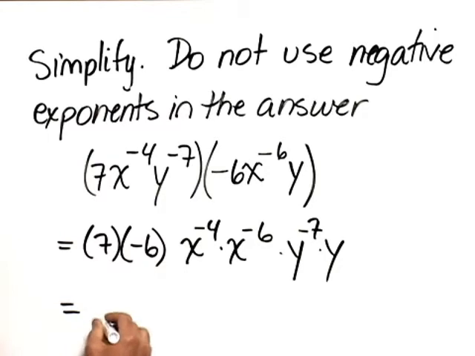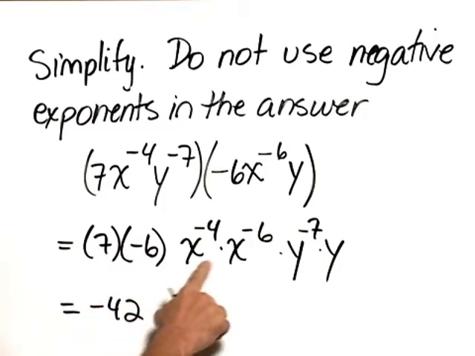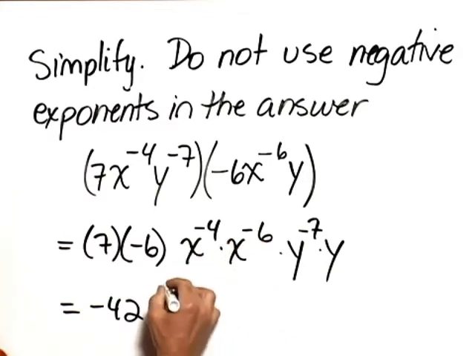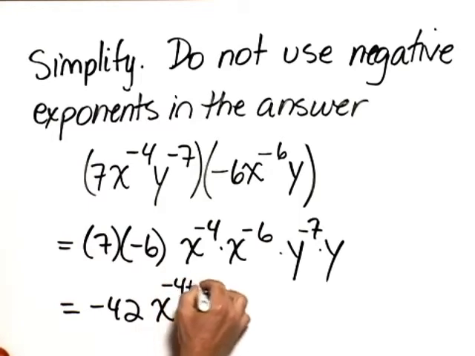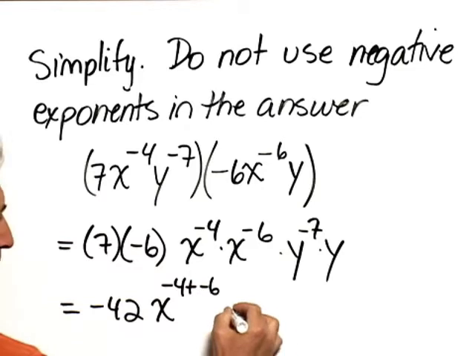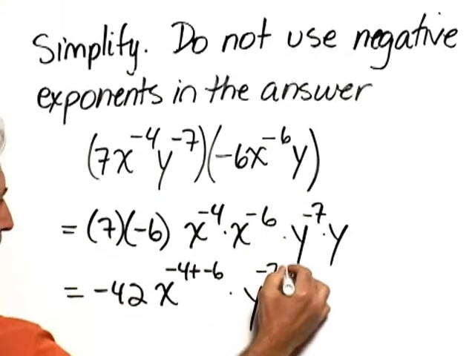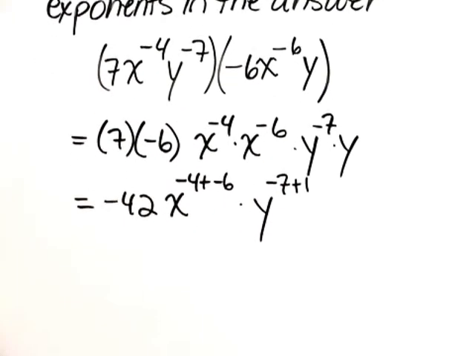7 times negative 6 is negative 42. When we multiply exponential expressions with the same base, we add the exponents. So it would be x raised to the negative 4 plus negative 6. Then times y, same procedure, negative 7 plus 1.